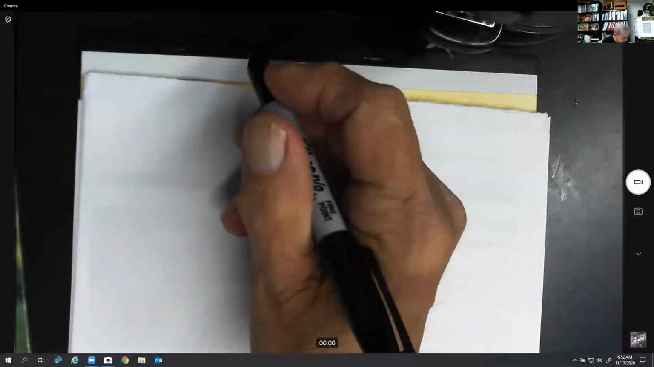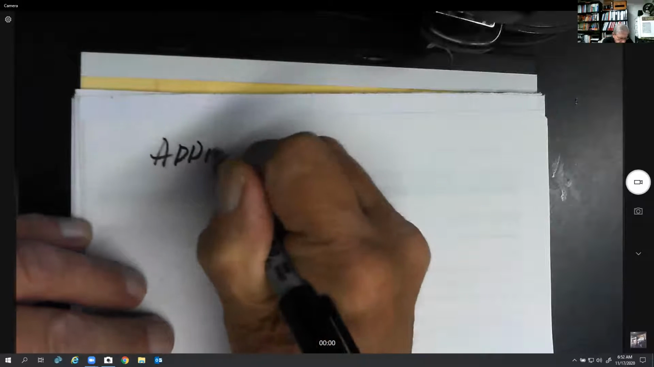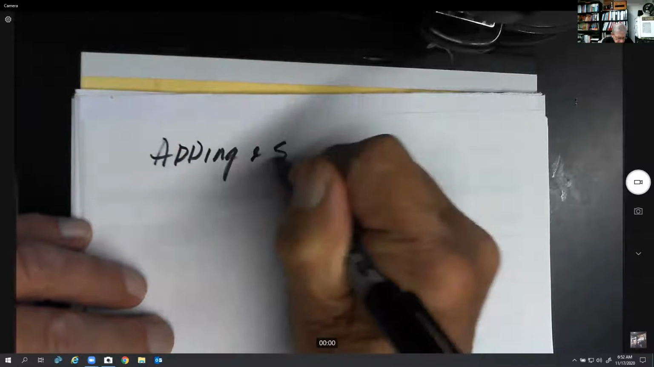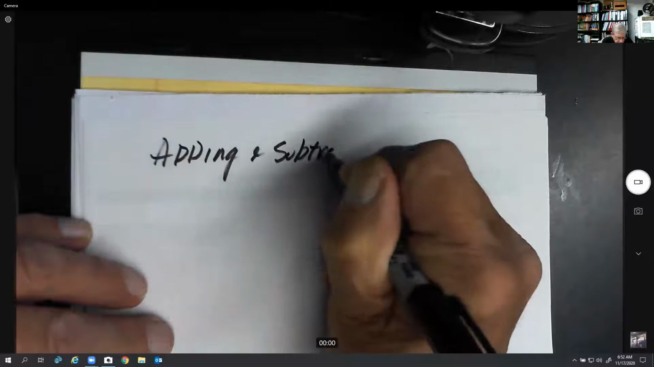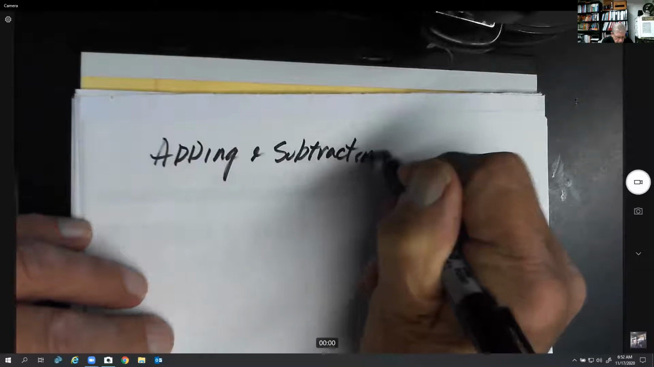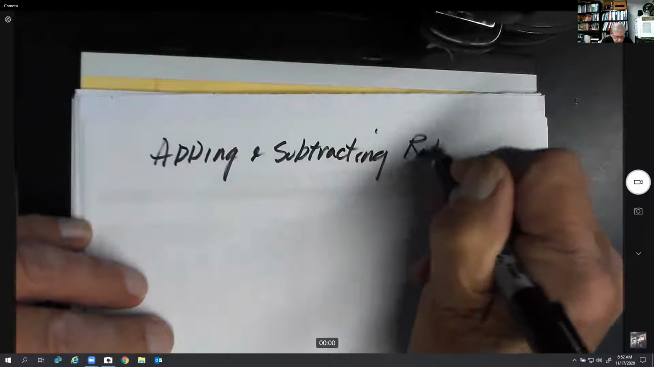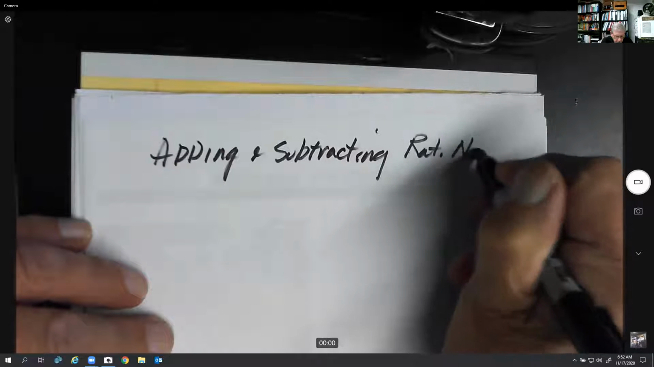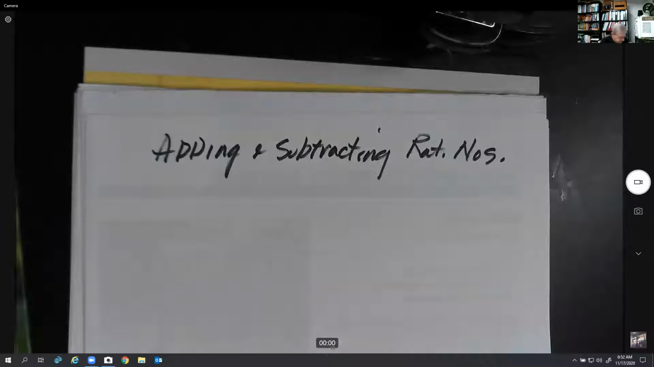So we're going to do addition and subtraction of rational numbers. We put that down. Adding and subtracting rational numbers. Okay, so let's take a look at a basic one. Let's see if we can find an easy one.